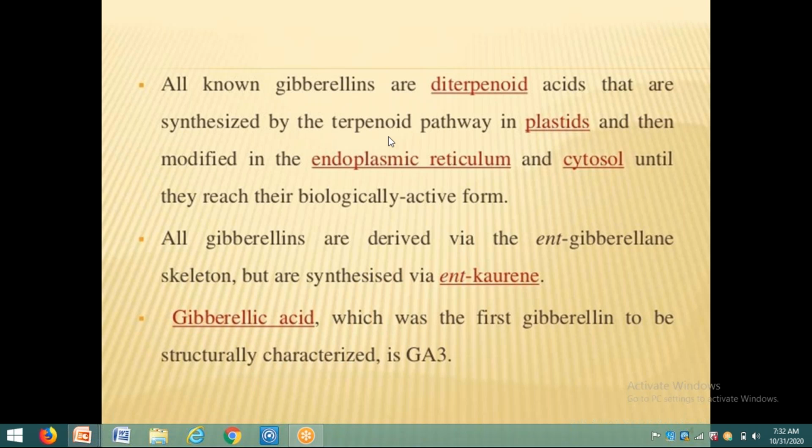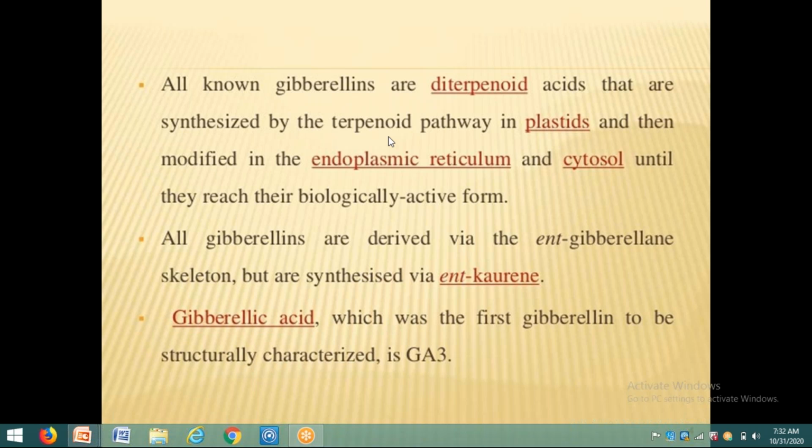Then they are modified in the endoplasmic reticulum. Then after modification in the endoplasmic reticulum, they are moved to the cytosol. In the cytosol, they become the biologically active form. In the cytosol, the inactive forms are always converted into the biologically active form.